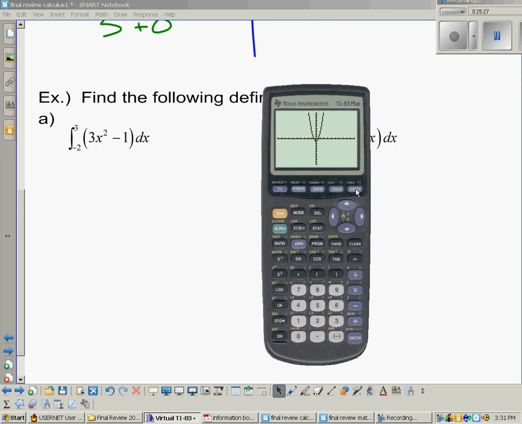That's a parabola. Okay, go second calc. Down here, there's my integration. Find the integral from -2 to 3. And it tells me the answer is 30. Okay? So that's all I'd have to do on a paper 2.